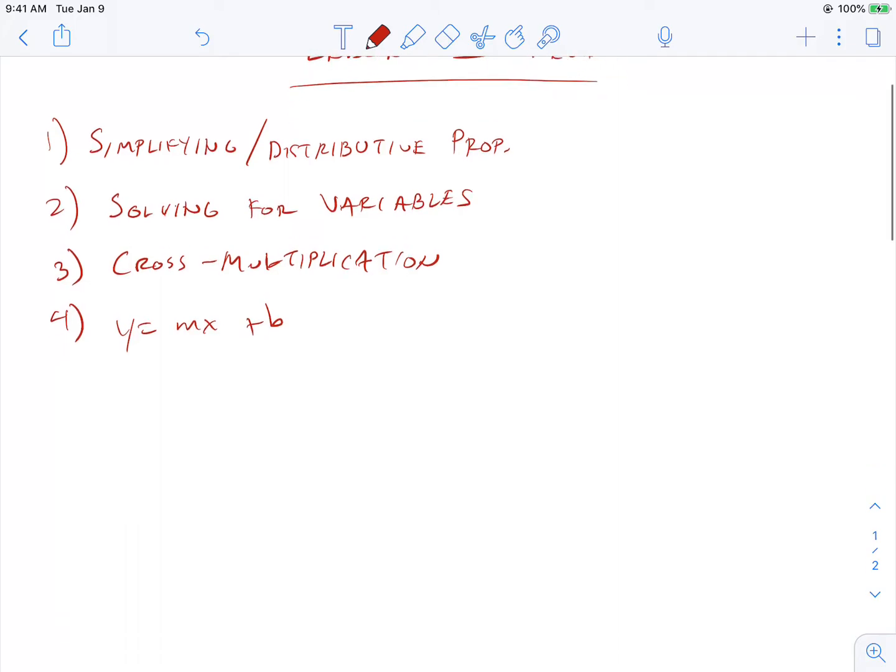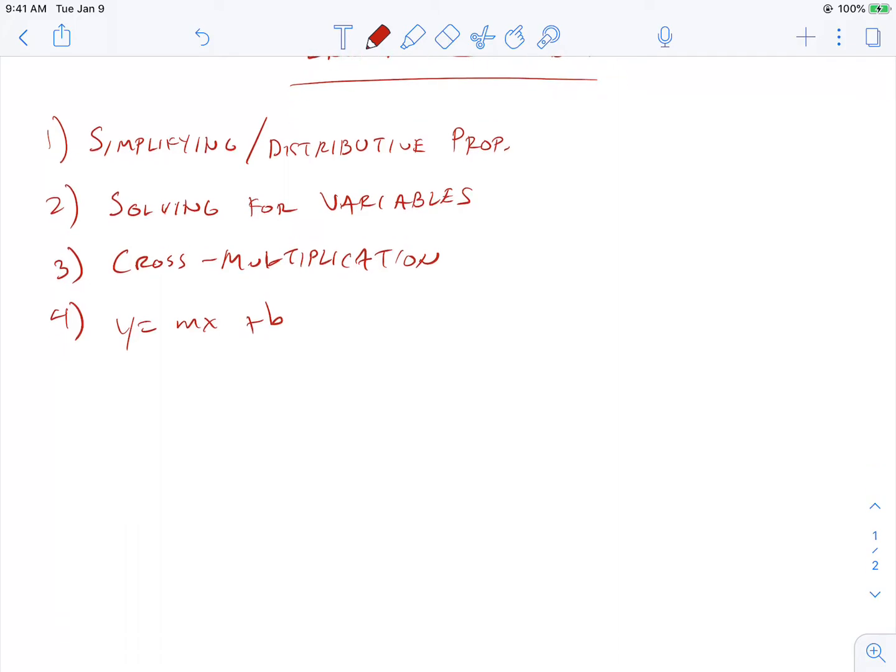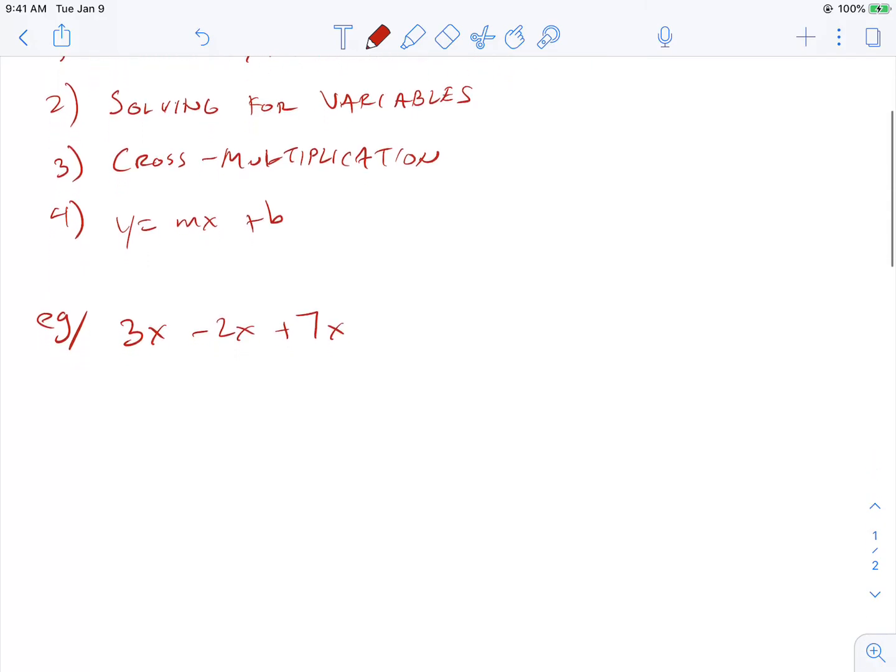Okay, so let's take a look at simplifying and the distributive property and all that kind of stuff. So let's start off with a nice easy one here. So we have 3x minus 2x plus 7x. Whenever you are simplifying things, you have to make sure that they're what we call like terms. And when we say collect like terms, that's an expression you're going to hear me refer to a lot. You have to make sure that basically they have the same variable here.